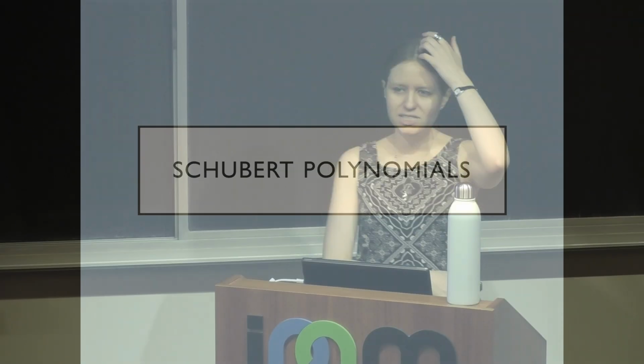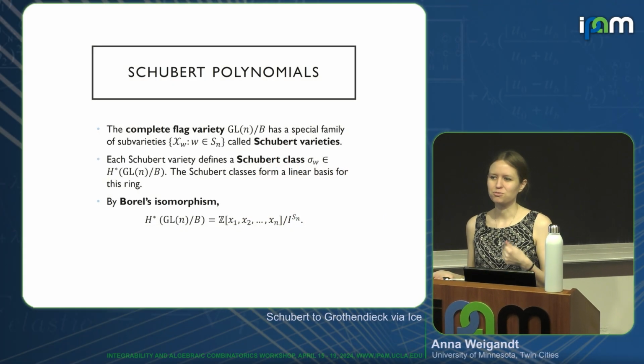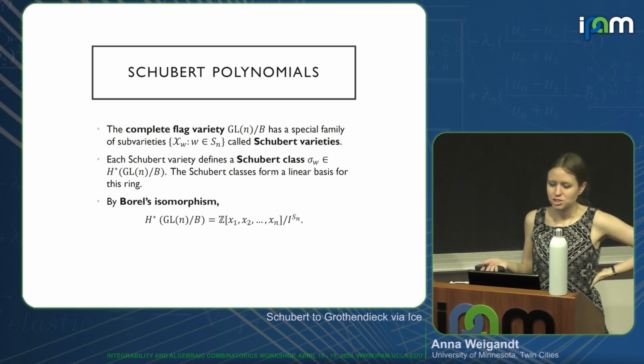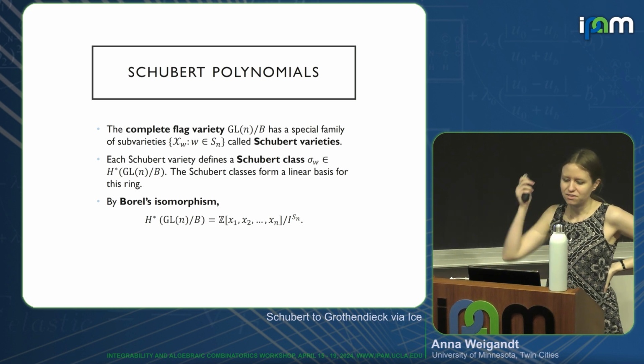Okay, so how are we going to use these objects? We're going to use them to study something called Schubert polynomials. And again, this is coming from the Schubert calculus world. So what's our setting? If you're not a geometer, here's just the broad strokes of what's going on, but soon there will be more pictures and more polynomials. So for Schubert polynomials, we're in this setting where we're trying to study the complete flag variety.